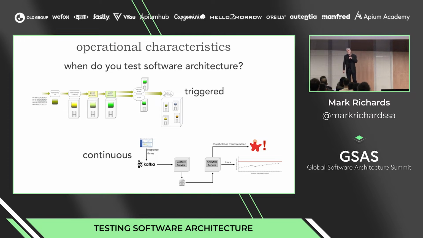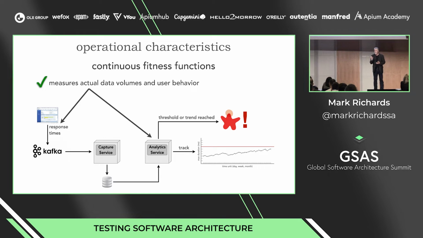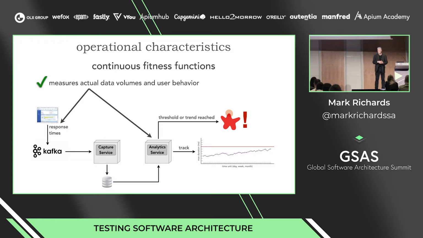Let's take a look at continuous fitness functions, though. With continuous fitness functions, the great advantage is that there's no load tests or test data to maintain. There's no modeling of user behavior in user requests because these are running continuously in a production environment with real user scenarios, real data volumes. So there's no tests or test data I have to maintain. You know, the other thing is we do measure actual volumes and that distribution of user behavior.